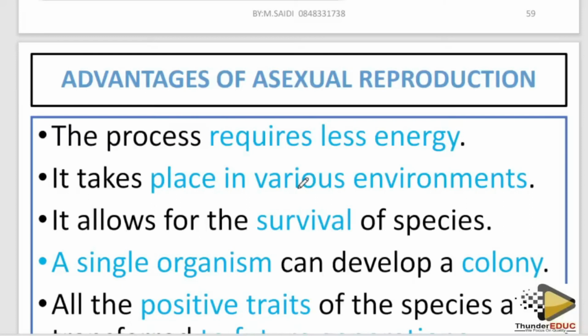Asexual reproduction requires one individual. Sexual reproduction requires two. Asexual reproduction uses less energy. Sexual reproduction uses a lot, why? You have to chase someone, you have to beg someone. If you're a dog or a cow, you see that they have to chase each other to bring about reproduction. So that's why it requires a lot of energy.